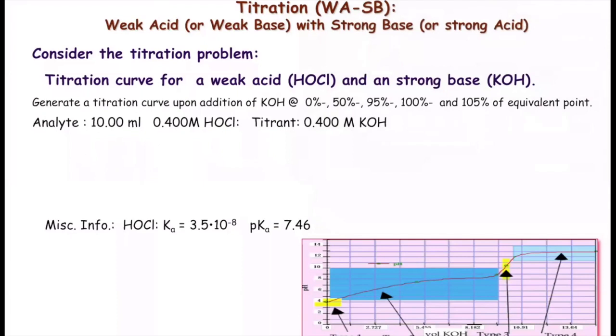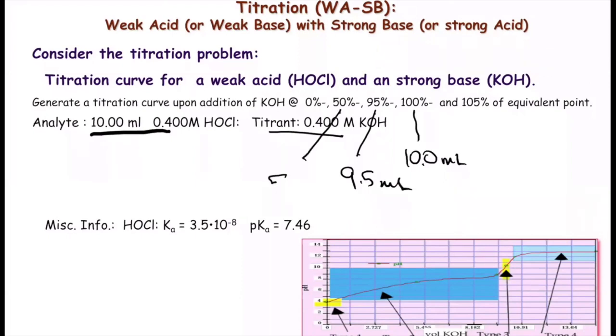Anyway, this is our analyte. This is our titrant, and we need to know the volumes. We already know that 100% is 10 milliliters. That means 95% is 9.5 milliliters, 50% is 5.0 milliliters, 0% is of course 0, and 10.5 is 105%. Now we know the volume of titrant that we're adding.